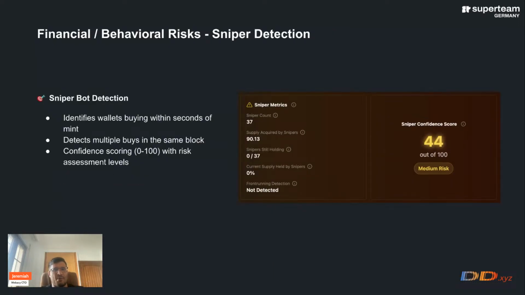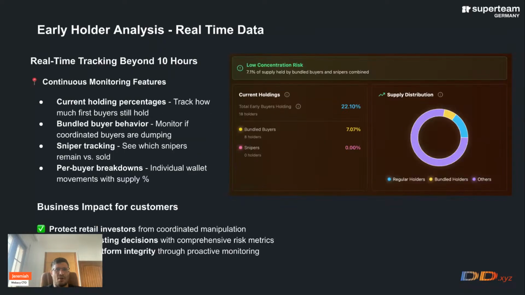We also have sniper bot detection. It identifies wallets buying within seconds of the mint, and we also detect multiple buys in the same block. We have a confidence scoring between 0 and 100. Then early holder analysis, real-time tracking beyond 10 hours.